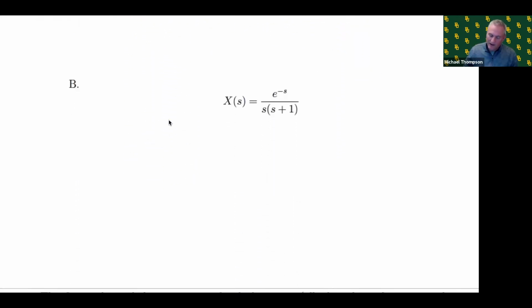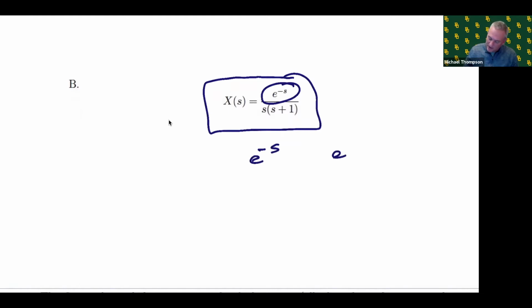This next one, I took from old tests. Here's an old test example that I probably would not do on the take-home portion, because what's tricky is this e^(-s). If you type this into MATLAB, MATLAB would get the right answer. But when you see an e to the minus something, like e^(-3s) or e^(-2s), all those indicate a time shift. It's the time shift property of Laplace transforms.